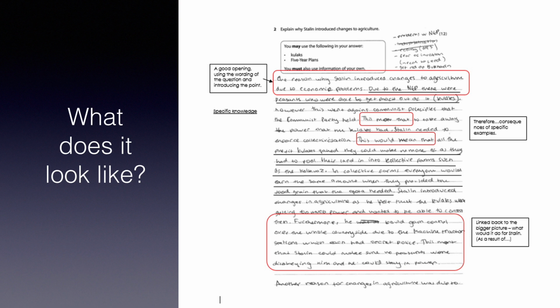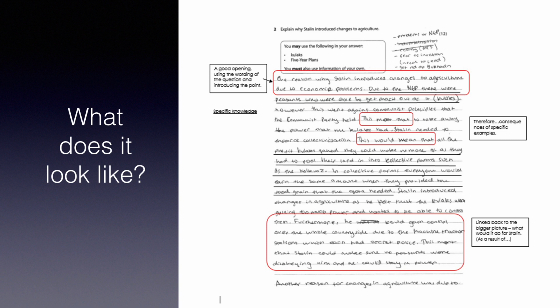So one reason why Stalin introduced changes to agriculture was due to economic problems. So I know that this whole paragraph as an examiner is going to be focused upon this. Okay, anything I've underlined in black has specific knowledge. So due to the NEP, there were peasants who were able to get profit out of it. Kulaks, using the specifics. However, this went against communist principles that the Communist Party held.